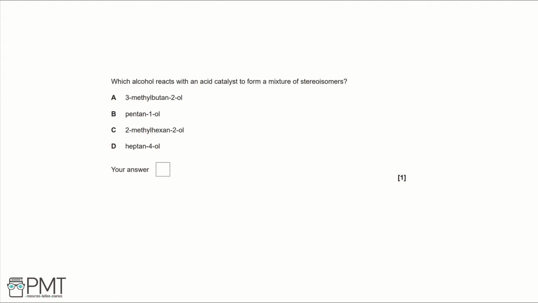Which alcohol reacts with an acid catalyst to form a mixture of stereoisomers? A. 3-methyl-butan-2-ol. B. Pentan-1-ol. C. 2-methyl-hexan-2-ol. Or D. Heptan-4-ol. So when you react an alcohol with an acid catalyst, you get an alkene. So we're going to be looking for EZ isomerism.